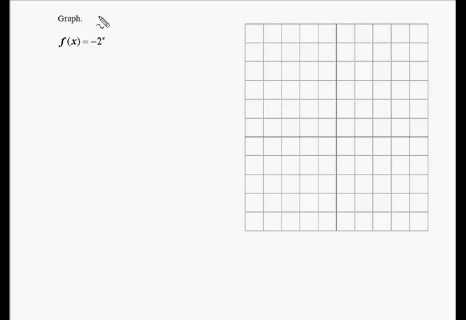Let's graph the function negative 2 raised to the x. Well, recall that what the variable touches is the base. So our base is a positive 2. This negative sign is just going to make the whole graph go upside down.